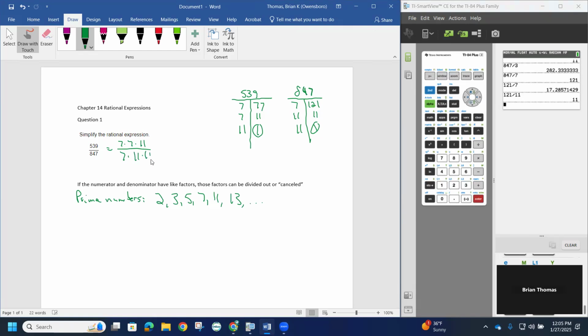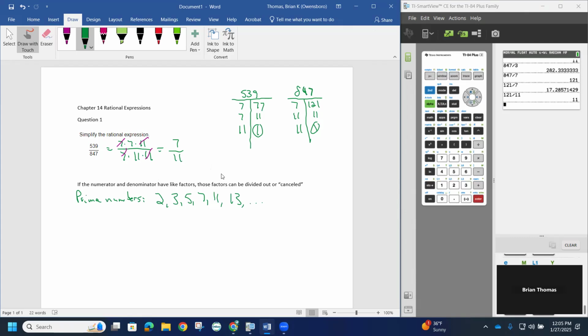times 11. So what I can do then is cancel out or divide out like factors. So let's say 7 divided by 7 is 1, and 11 divided by 11 is 1. So when you multiply by ones, they just kind of drop out. That's kind of what we call the multiplicative identity. It doesn't really change anything. So it looks like all we have left is a 7 over 11. So I can do what we call a factorization of it and then cancel out like factors.